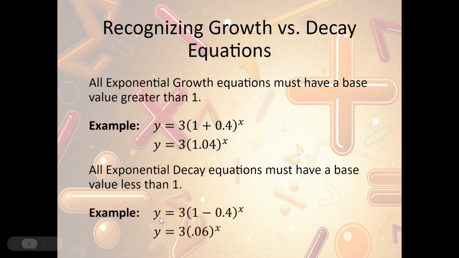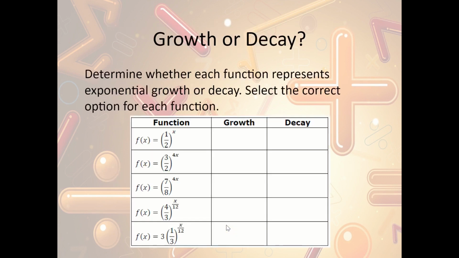So we have something like this, y = (1 - 0.4)^x. Or they might have already done it for us and had y = 3 times 0.06^x, which both of these we can tell, when we simplify them, are going to be less than 1. So that's decay. So how can we tell? Let's look at an example. We have f(x) = (1/2)^x. Well, 1/2 is less than 1, so that is decay.